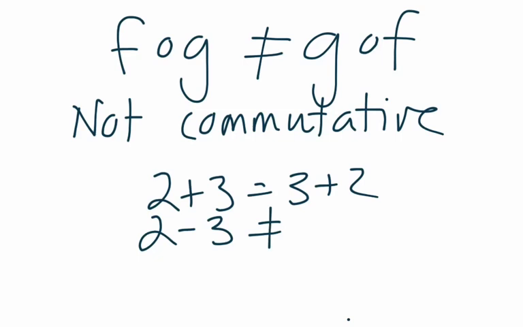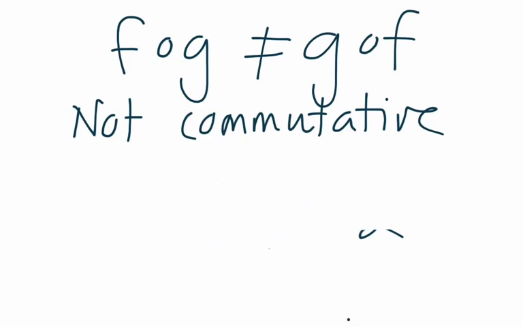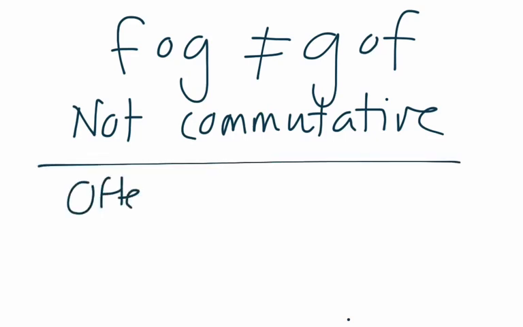Subtracting is not commutative. So what we know about this is that composition is not commutative. Now, that's not to say that they're never the same. It says that they don't have to be the same. It's not a property. The other thing I want you to notice is that often, you wouldn't know it's often, you just know it happened once. I'm telling you it's often.